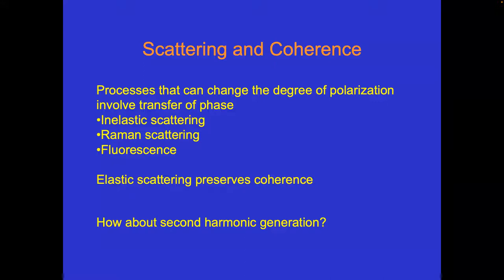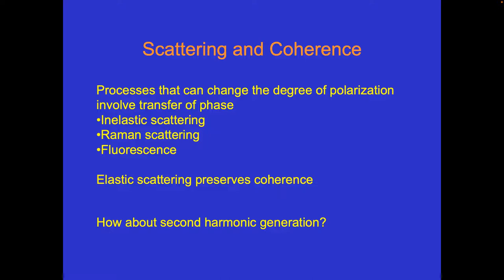That's actually processes that involve transfer of phase. Because if I have a phase transfer of my electromagnetic wave to something else, I end up with a random phase, because I don't know how much phase I've given to the other molecule or whatever the vibration was. That's loss of coherence. And so that is inelastic scattering. And when there's absorption of light and emission, Raman scattering, fluorescence, all clear examples of processes where you lose the degree of polarization.